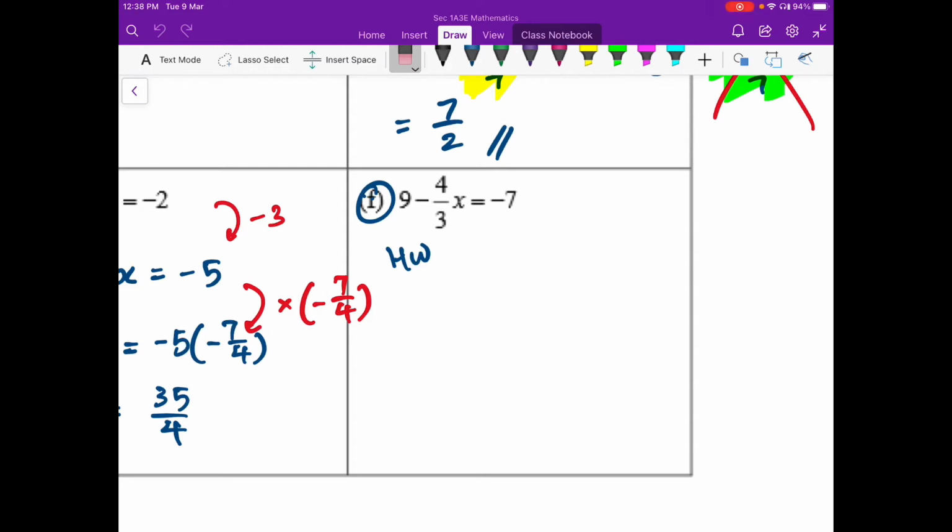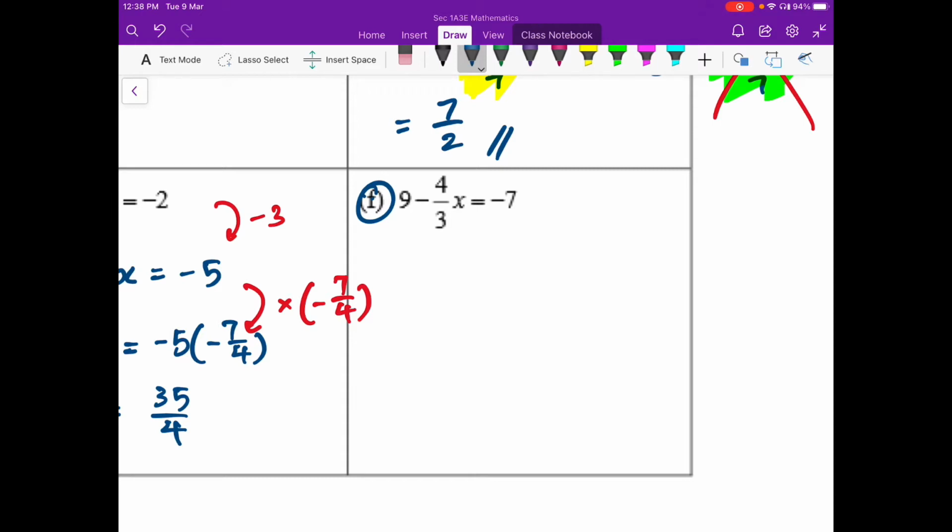x is on the left hand side. It has a negative 4 over 3 attached to it, and then there is a positive 9 attached to it. So in order to remove the positive 9, remember you want to get rid of everything else until you're left with just x. To get rid of the positive 9, we do so by subtracting 9 on both sides.